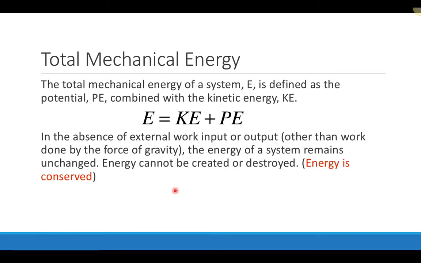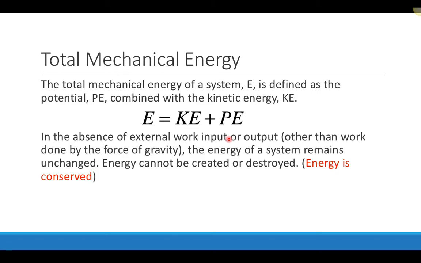So one of the reasons that we spend some time talking about this work-energy relationship is because we can define something called the total mechanical energy of a system. The total mechanical energy of a system is defined as the addition of the potential energy and the kinetic energies together. So the total mechanical energy of a system is the kinetic energy plus the potential energy, where, remember, potential energy is just the work that's done by gravity.